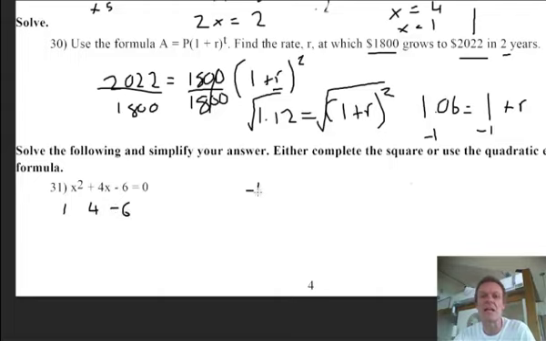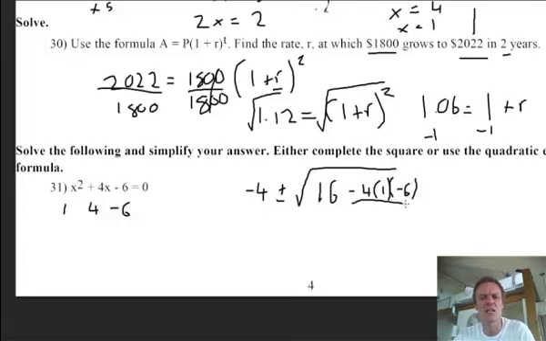So, negative B, negative 4 plus or minus the square root of b squared, which is going to give you 16. Now be careful, let's write this all out now. Minus 4 times a, which is 1, times c, which is negative 6. Now can you see, this here is going to give you positive 24, okay? So if we erase that, this will be positive 24.